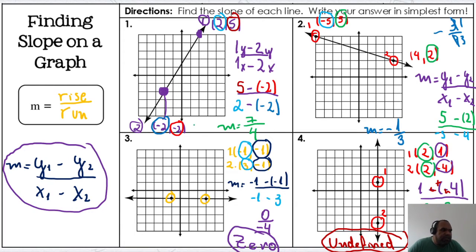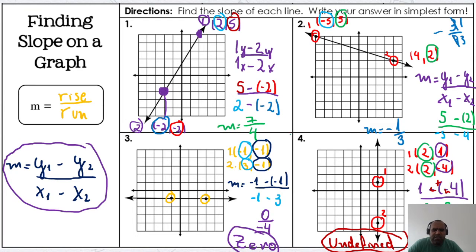As you can see, guys, where is the formula again? Where is the y number 1? 5. Where is the y number 2? Negative 2. Remember to put the second number in parentheses so you don't have any confusion with the negative already in the formula. And over the x number 1, 2, minus x number 2, negative 2. You solve it, pretty simple. 5 minus negative 2: negative times negative is positive, so 5 plus 2 is 7. 2 plus 2 is 4. The slope is 7 over 4.